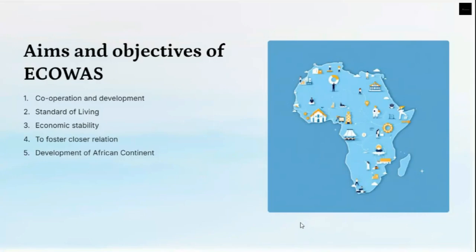Like transportation, agriculture, telecommunication, energy, which is light, electricity, of course. There are a lot of them. Now they promote all of this among what? Among their member states. All those states that make up ECOWAS, they promote them among themselves. All those states that make up the organization. Then another aim and objective of ECOWAS is standard of living. Standard of living. Now to promote and what?